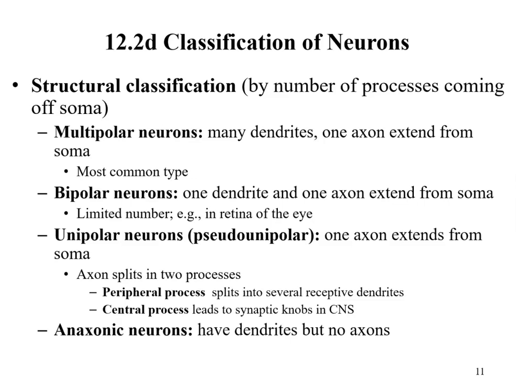Unipolar neurons, or pseudo-unipolar neurons. This is where one axon extends from the soma. The axon is then going to split into two processes, a peripheral process that then splits into dendrites, and a central process which leads to synaptic knobs in the central nervous system. And then you can have an anaxonic neuron, which has dendrites but no axons.